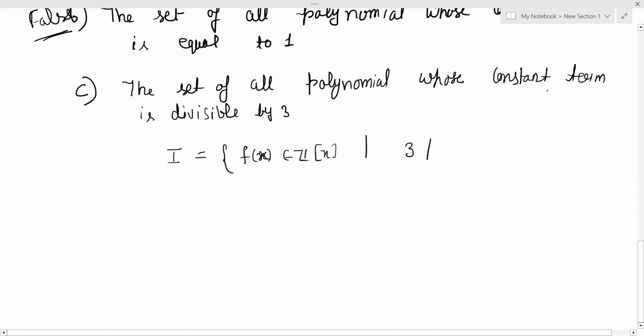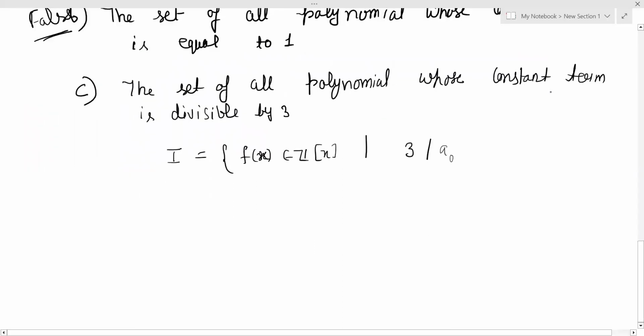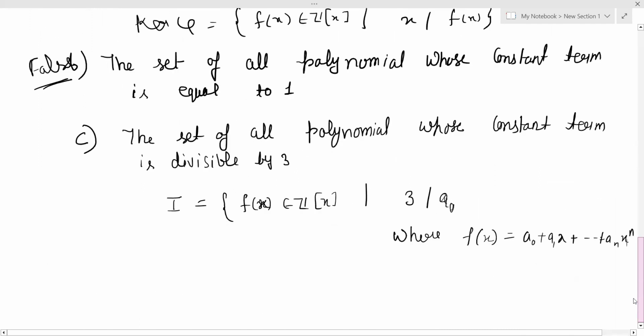3 divides this one, a0, where f(x) is equal to a0 plus a1 x plus so on, a_n x to the power n. Okay, so now we have to say this is the ideal.